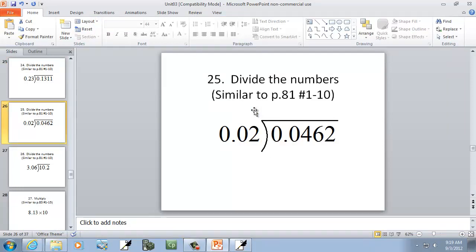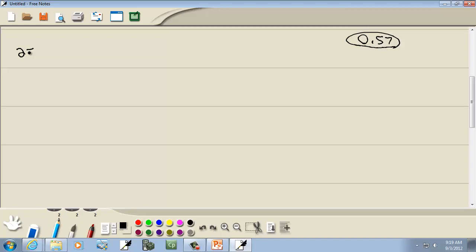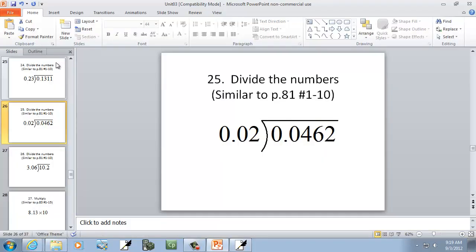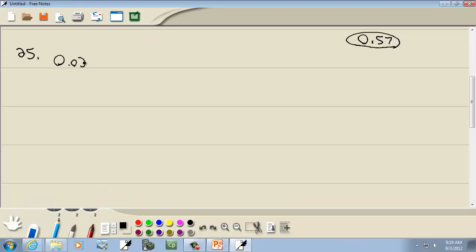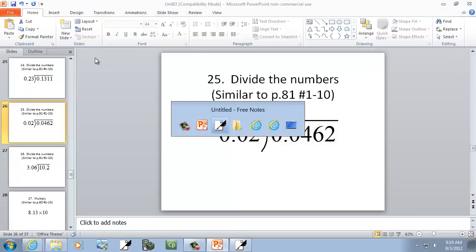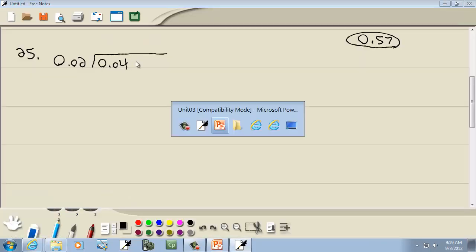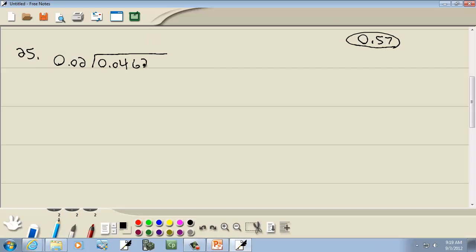Now let's look at another division. We got 0.02 and 0.0462. Now again, we cannot have any decimal places out in front, so I'm going to move this 2 places to the right to get rid of that decimal, and I've got to move this 2 places to the right. So this becomes a 2 here, and move that 2 places here, and that gives us 4.62.